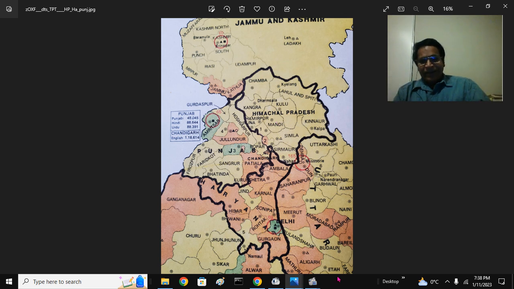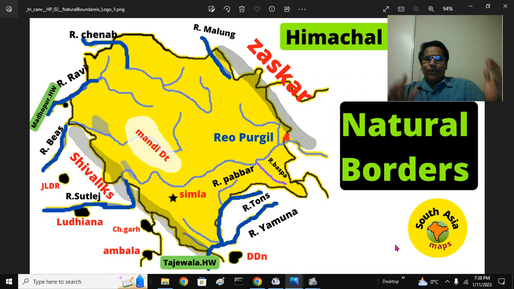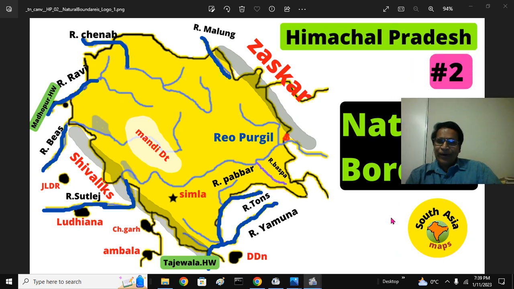But this gives a much deeper understanding of how important the natural borders are. The mountains, rivers and water bodies play a very important role in shaping the history and culture of a particular region. Excuse me for my cough. That's why I brought this particular presentation for my audience: the natural borders of Himachal Pradesh.